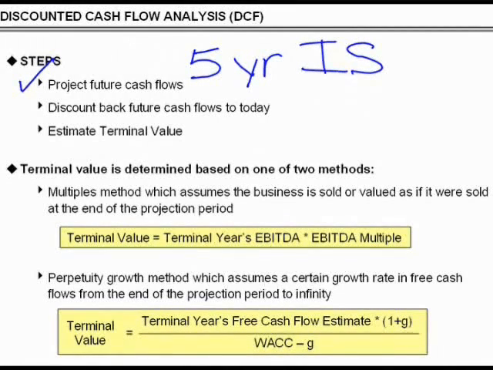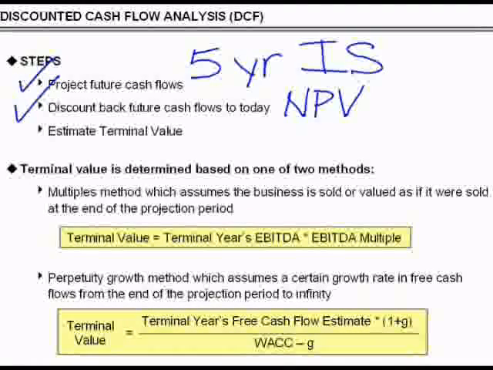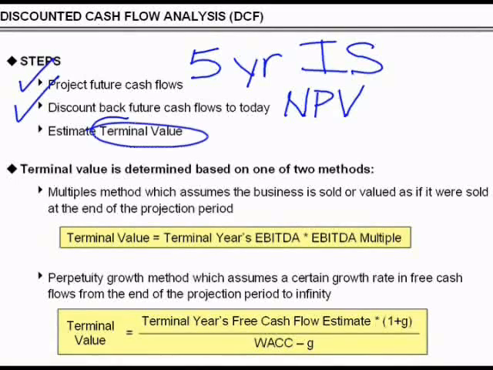Then we have to discount back those future cash flows to today. That is what we would call the NPV, or the net present value of those future cash flows. But because the cash flows of this company, HRH, are not just going to die at the end of 5 years, we also have to assume what this company will be worth at the end of our 5 years. And that is called the terminal value. The terminal value simply is the value of this company at the end of our projection period.